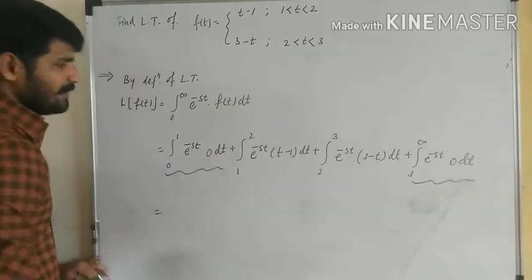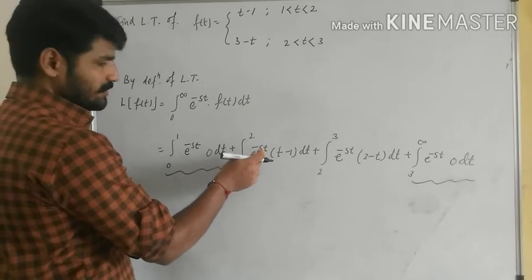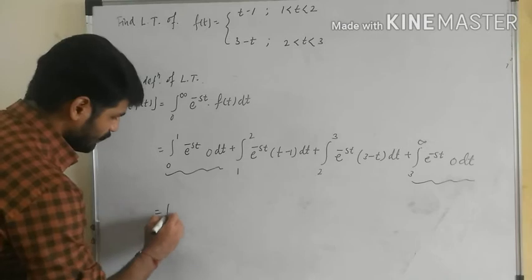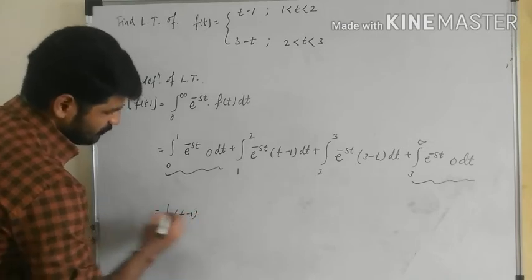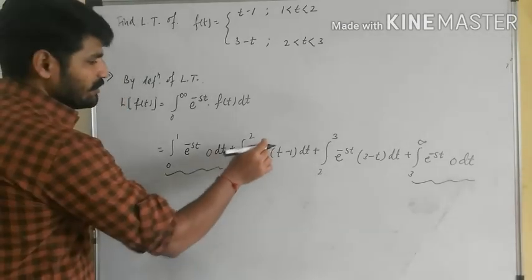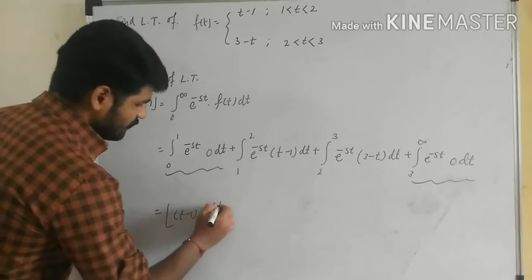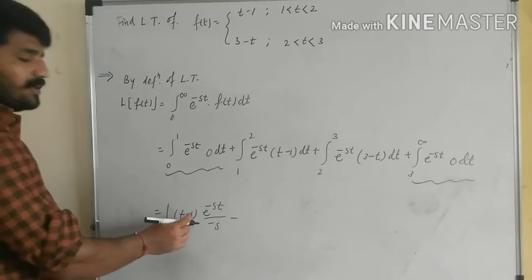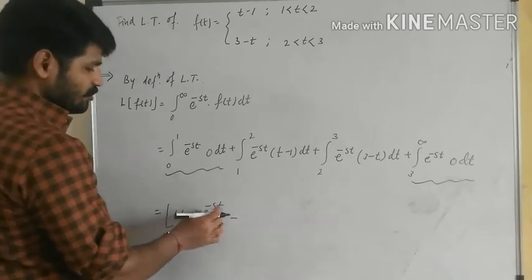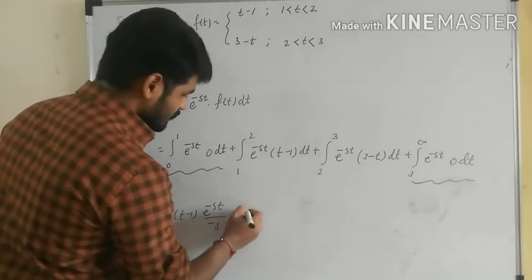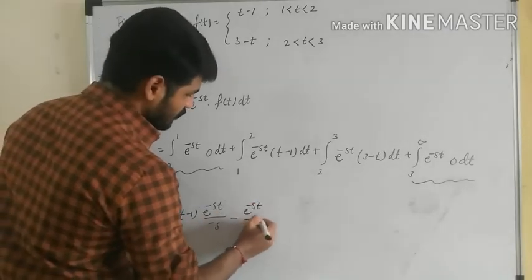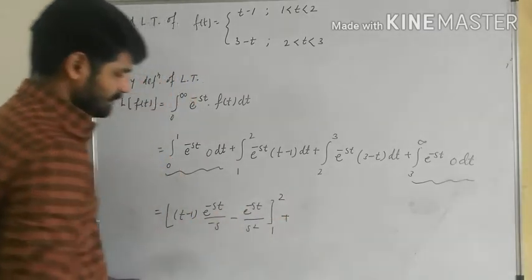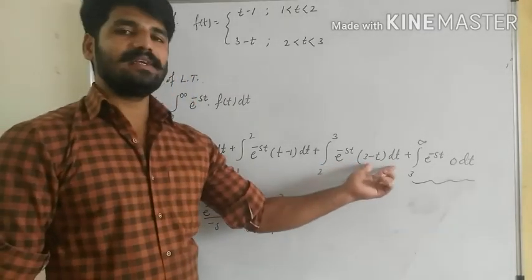So using the by parts rule, because e raised to minus st is a function and t minus 1 is also a function of t, this can be written as t minus 1, the first function as it is, times the integral of e raised to minus st, that is e raised to minus st divided by minus s, minus the derivative of t minus 1, which is 1, times the integral of e raised to minus st divided by minus s, which is e raised to minus st divided by s square, limits from 1 to 2. Okay, plus now we are going to evaluate this integral.